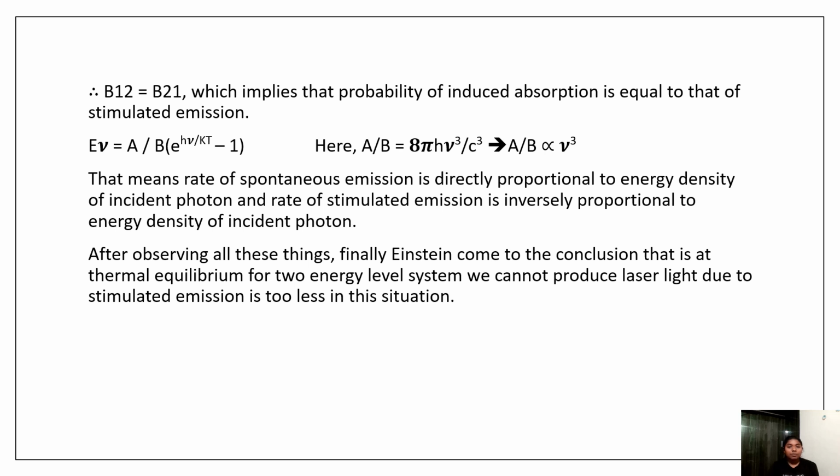That means the rate of spontaneous emission is directly proportional to the energy density of the incident photon, and the rate of stimulated emission is inversely proportional to the energy density of the incident photon. After observing all these things, finally Einstein came to the conclusion that at thermal equilibrium for two energy levels, we cannot produce laser light because the stimulated emission is too small in this situation.